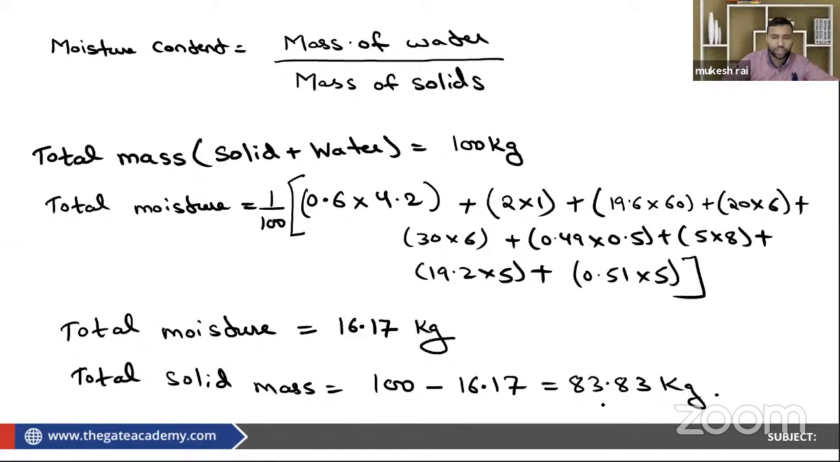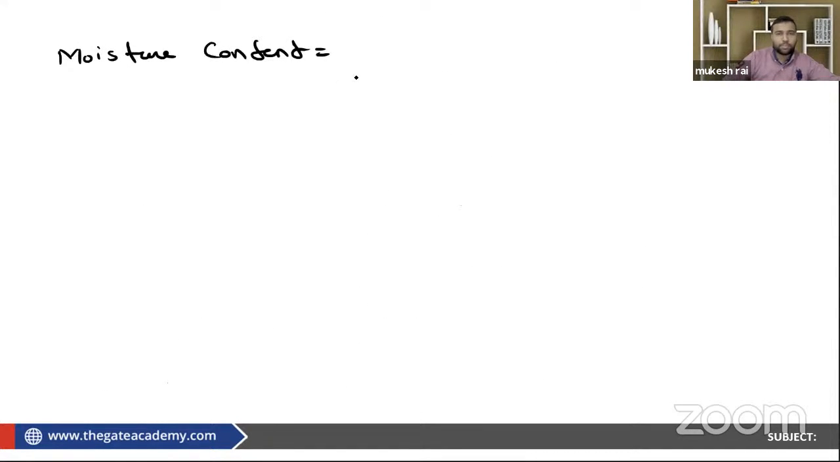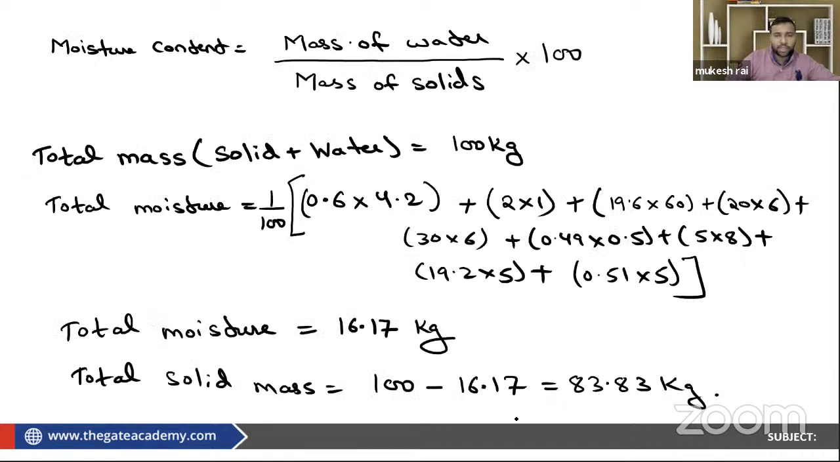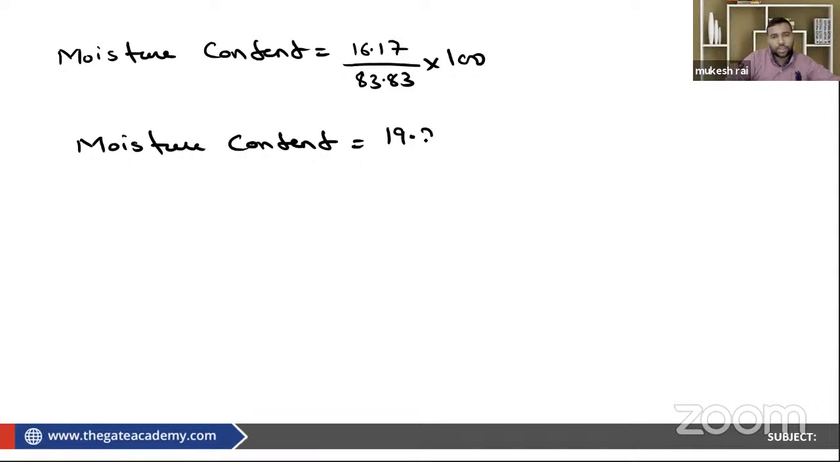Now you have the mass of solid, that is 83.83, and the mass of water, that is 16.17. Just find the ratio. We have to find it in terms of percentage, so we need to multiply by 100. Moisture content will be equal to the total mass of water, that is 16.17 kg, divided by the mass of solid, that is 83.83, multiplied by 100. Now solve it. What will be the final answer? That is moisture content on dry basis. It will be equal to 19.29%. That is the moisture content on dry basis.